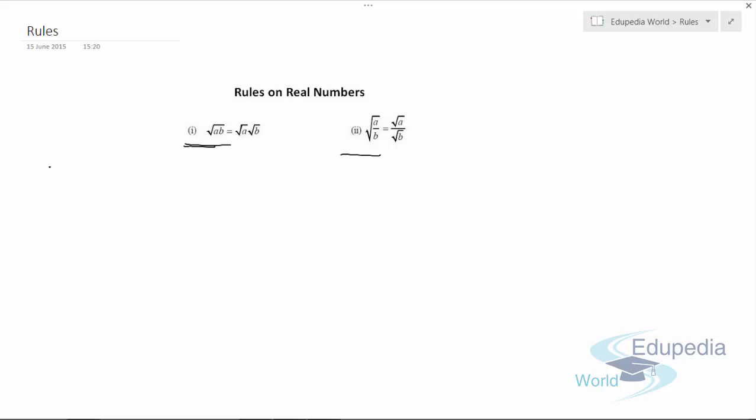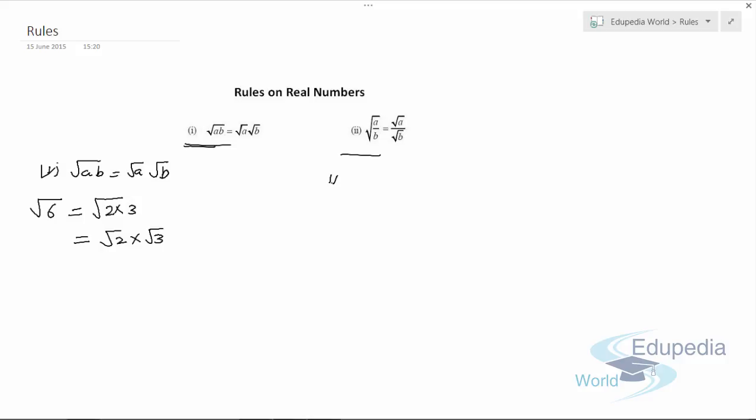So the first rule is under root of AB equals under root of A into under root of B. This means suppose we have under root of 6, so it can be written as under root of 2 into 3. So this can also be written as under root of 2 into under root of 3. Now this was the first rule.